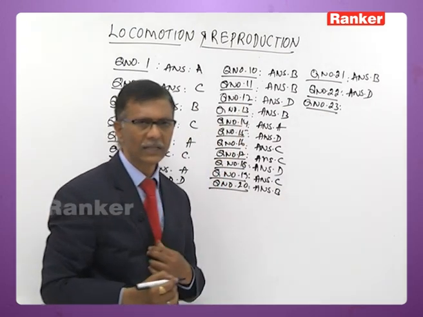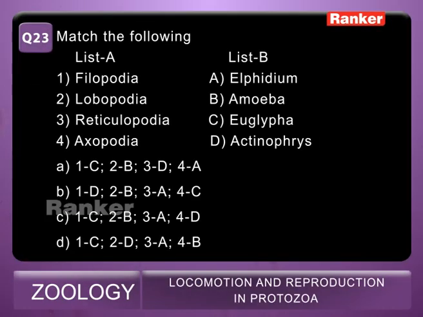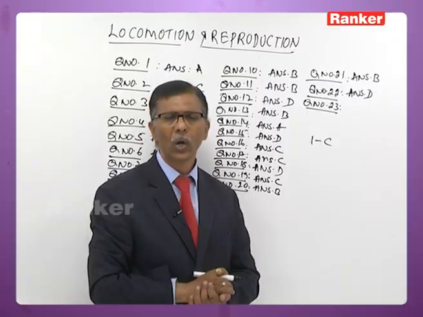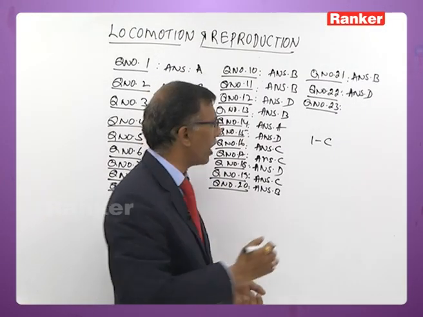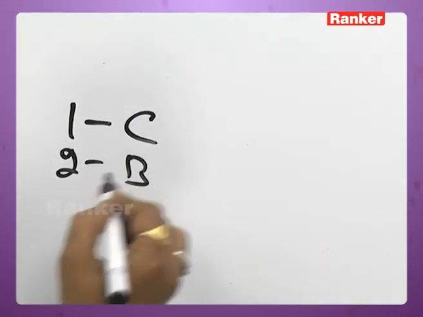Now question number 23, match the following, list A and list B. 1. Filopodium, 2. Lobopodium, 3. Reticulopodium, 4. Axopodia. List B: A. Elphidium, B. Amoeba, C. Euglypha, D. Actinophrys. Now filopodia are usually present in Euglypha and Lecythium. So 1C. Then you have 2, lobopodia. Lobopodia are present in rhizopods like Entamoeba and Amoeba. So 2 is option B.